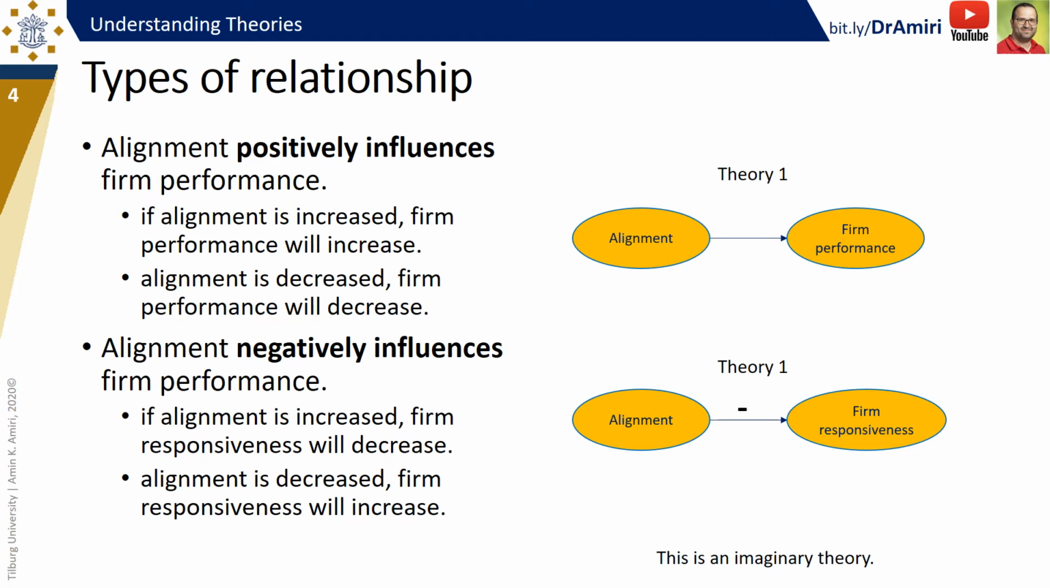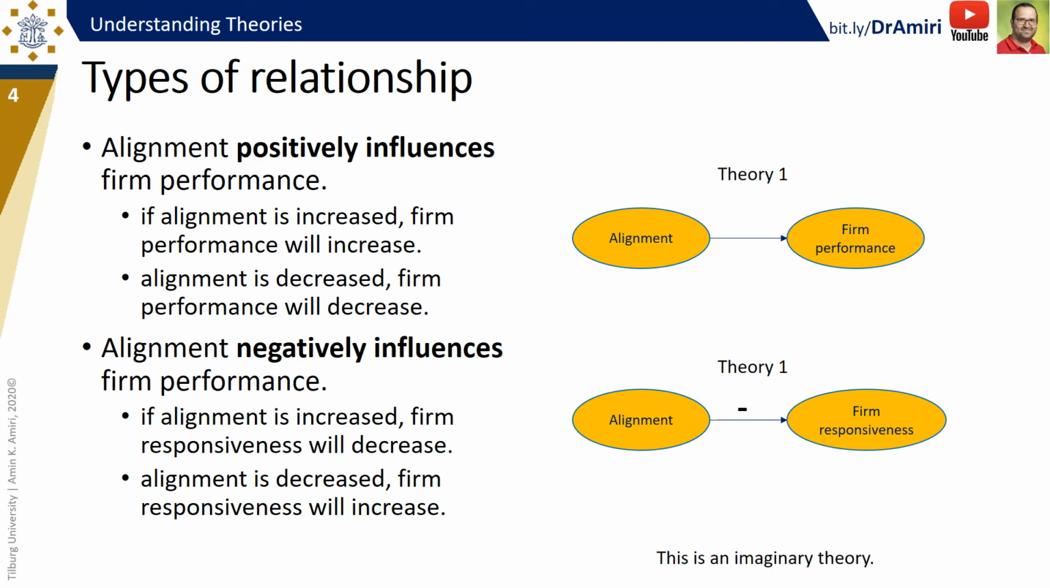Relationship, especially correlational and causal relationships, can be positive or negative. The first theory shows a positive relationship. It is described as alignment positively influences firm performance. And the interpretation is that if alignment is increased, firm performance will increase. If alignment is decreased, firm performance will also decrease.